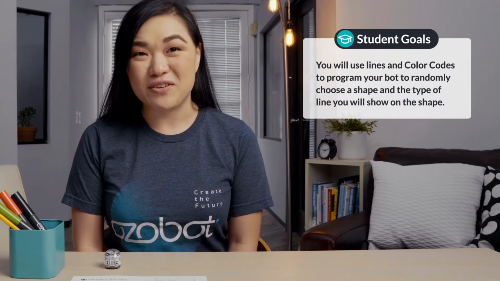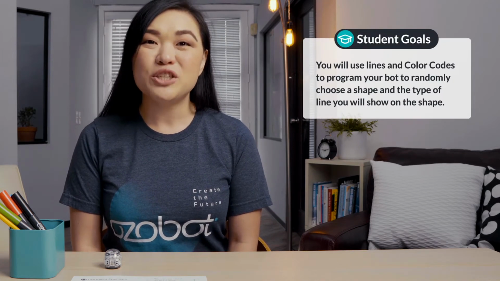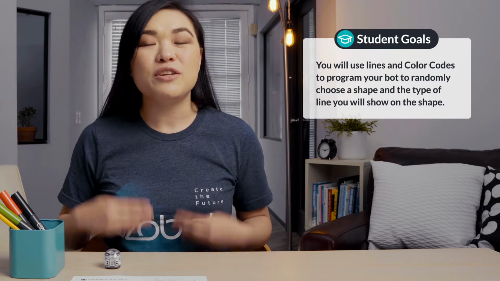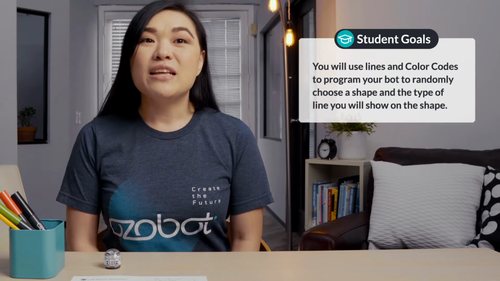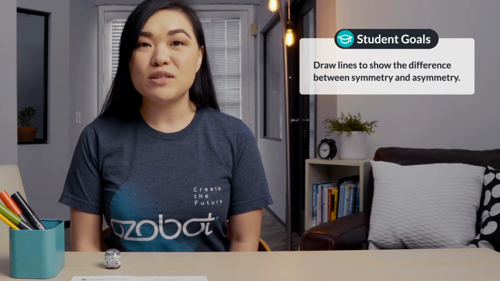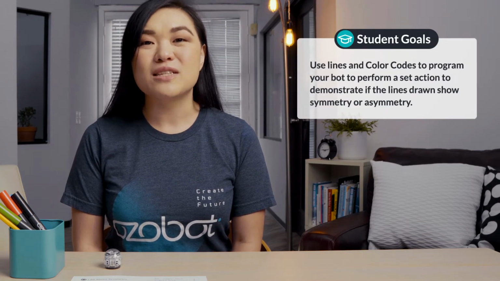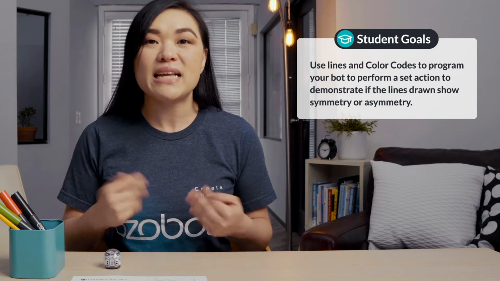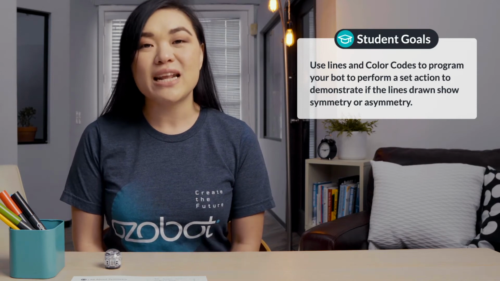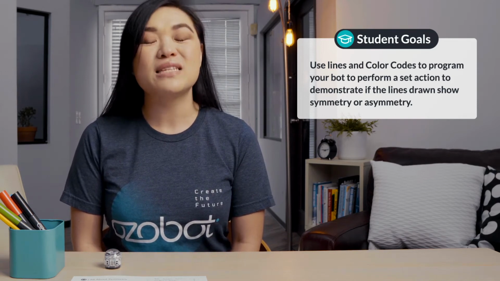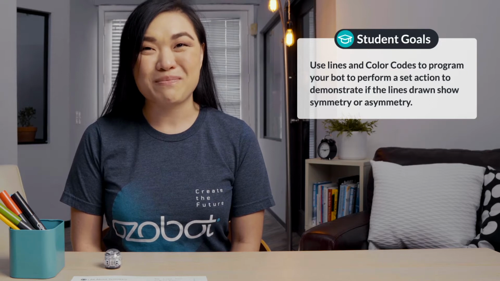In today's lesson, you will use lines and color codes to program your bot to randomly choose a shape and type of line you will show on that shape. Draw lines to show the difference between symmetry and asymmetry, and use lines and color codes to program your bot to perform a set action to demonstrate if the line shown shows symmetry or asymmetry.